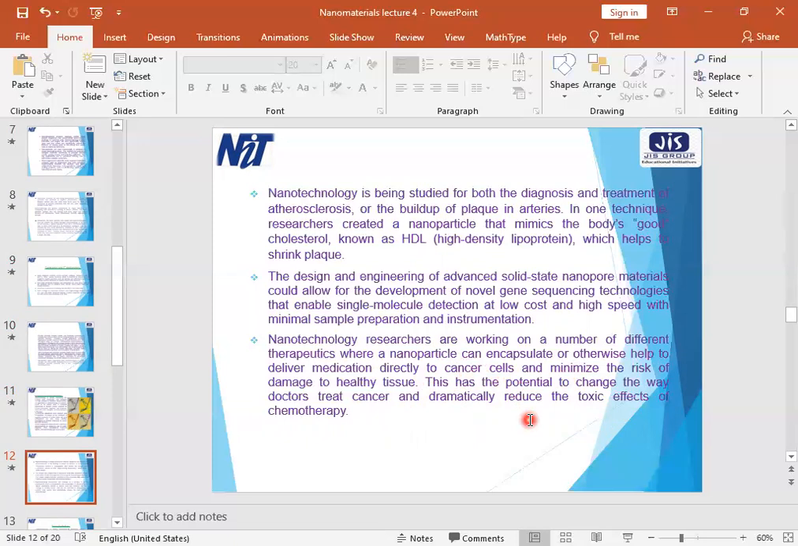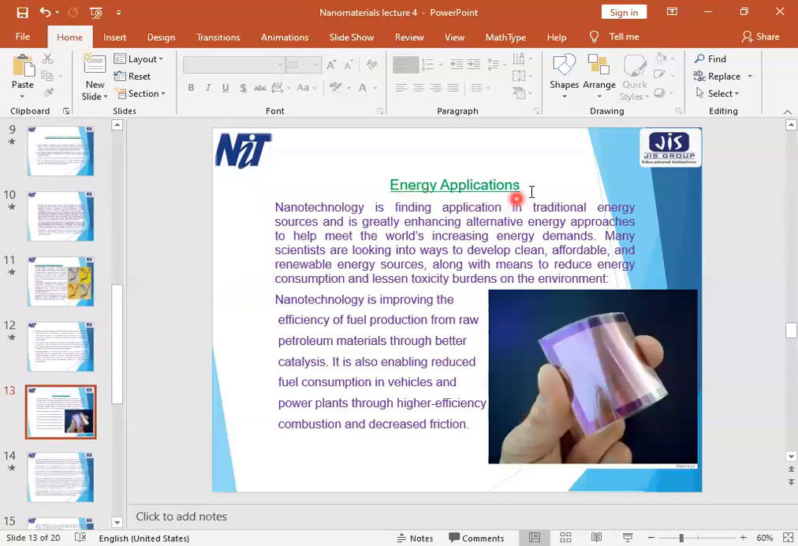So toxic effects of chemotherapy can be reduced, or better we can say that that can be overcome later on. Now the energy applications of nanotechnology. You see what happens? Nanotechnology is finding application in traditional energy sources and is greatly enhancing alternative energy approaches.